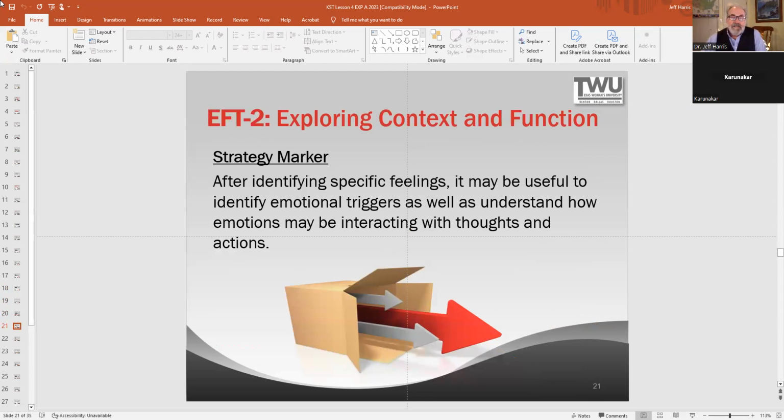So the strategy marker is that after identifying specific feelings, it may be useful to identify emotional triggers, so what happens before the emotion, as well as understand how emotions may be interacting with thoughts and actions. Because way back in lesson 1, we talked about how emotions, thoughts, and actions interact. So we're going to be working interactively, but here once we see what triggered the emotions, we're going to be thinking about thoughts and actions as well.